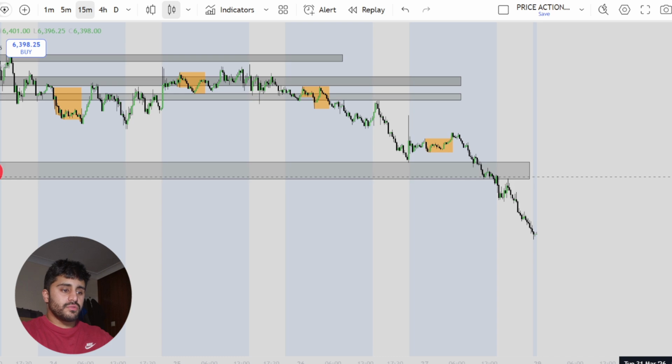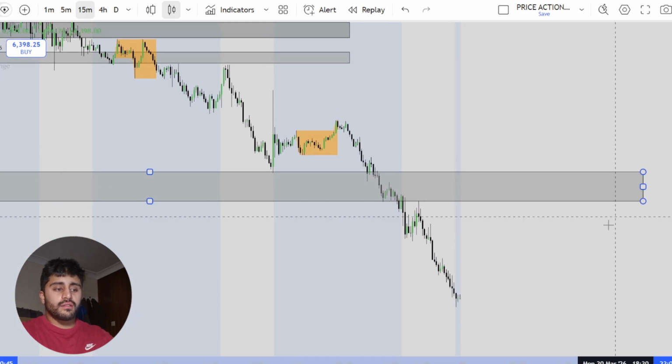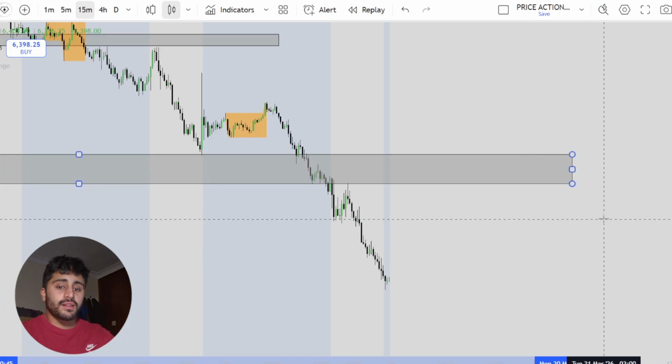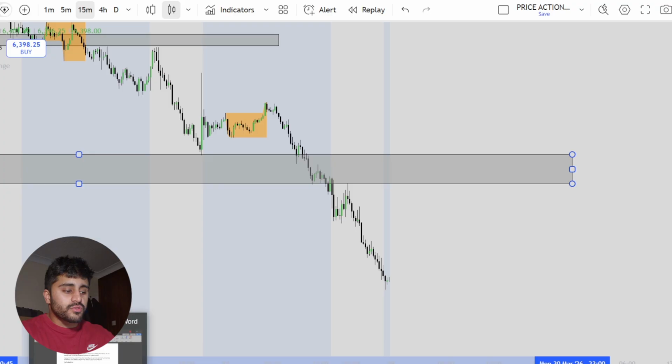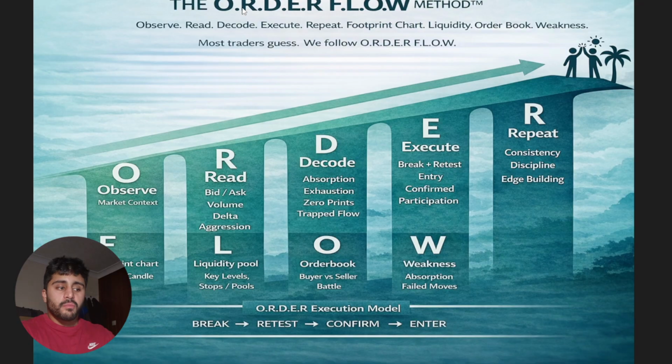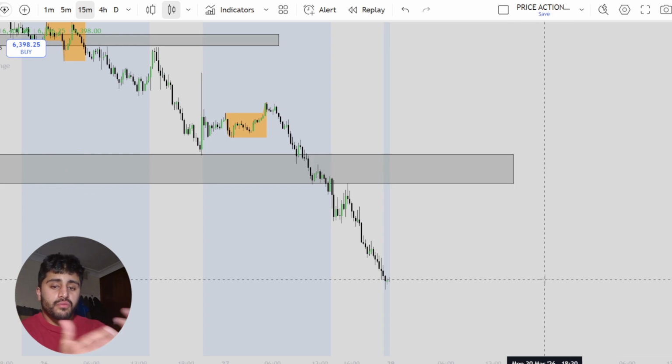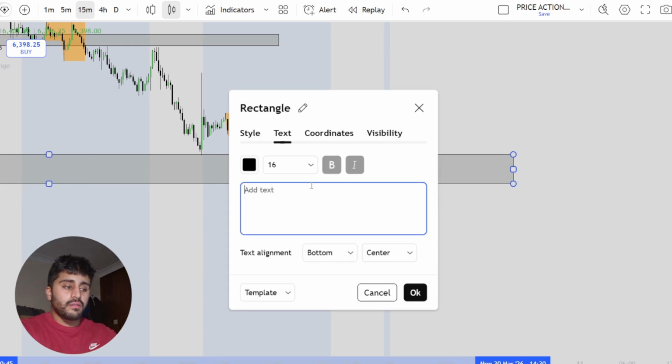But when it comes to levels, this is one example of a level. Now, the reason this is a key level, so on the S&P 500, the reason why using the order flow method here is so powerful is because you can observe, read, decode, execute and repeatedly come back to that system when you're using footprint charts in this manner. We have proven in this video that this is an area of supply, or as some people say, resistance.